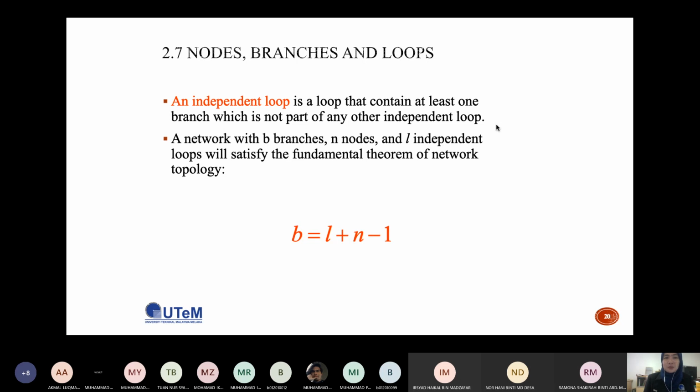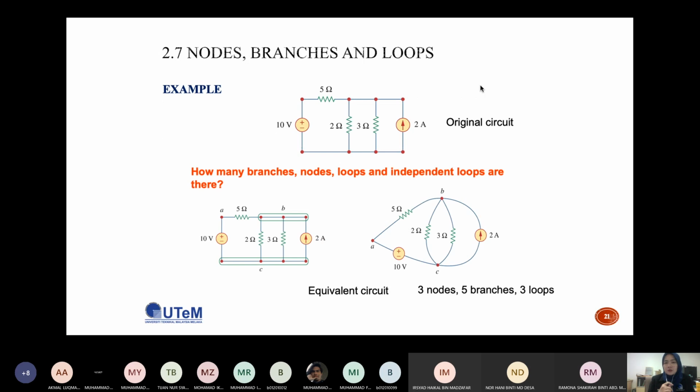The definition of an independent loop is a loop that contains at least one branch which is not part of any other independent loop. So how many? At least one branch that is not part of any other independent loop. Two. Okay, two, 1 and 2.